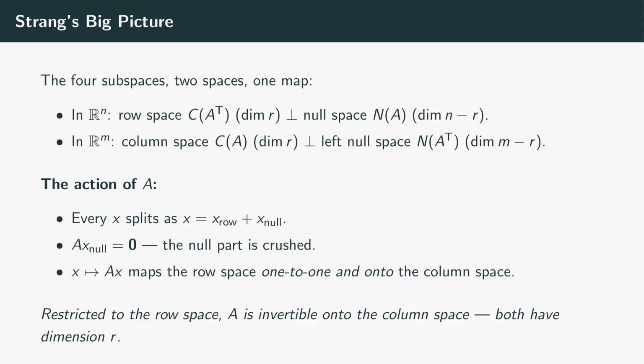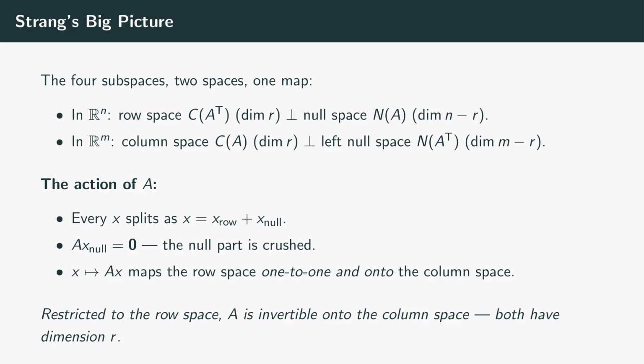Now assemble the picture. We have 2 spaces. The input space, Rn, splits into the row space of dimension r, perpendicular to the null space of dimension n minus r. The output space, Rm, splits into the column space of dimension r, perpendicular to the left null space of dimension m minus r. Now watch what A does. Any input vector x can be written as a row space part plus a null space part because those 2 pieces fill all of Rn.